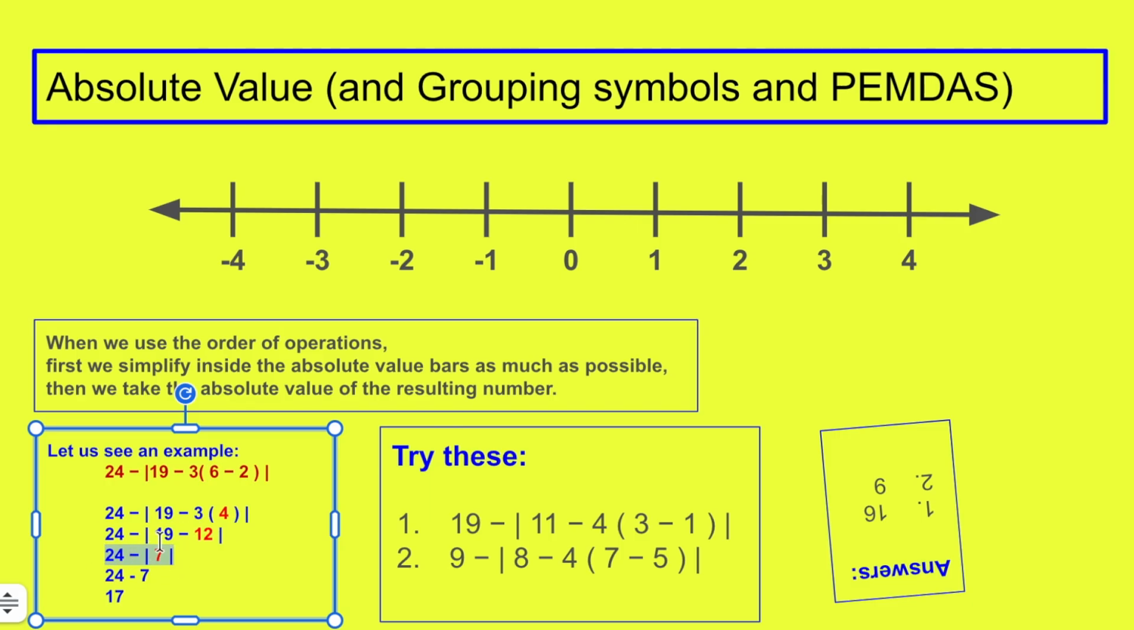So 19 minus 12 is absolute value of 7. So now absolute value of 7 becomes 7. We saw that in the previous part of the session. And now we are ready to do 24 minus 7, which is 17. So that's how we do the absolute values. The first step is to look for absolute value symbols and evaluate them first. As per the PEMDAS concept, you have to evaluate within the absolute values.